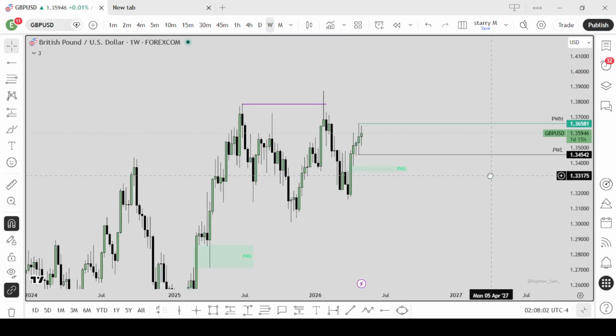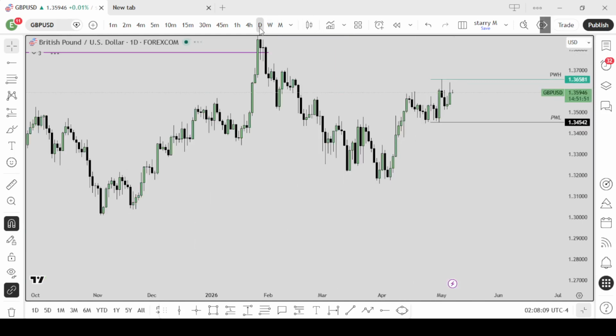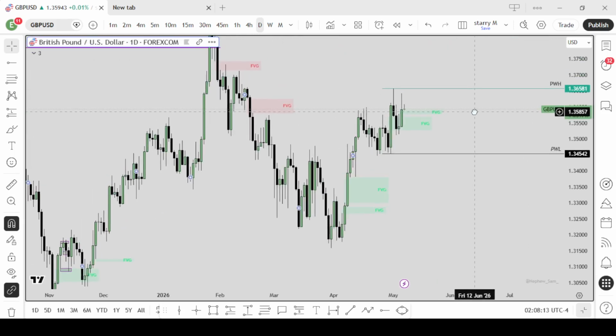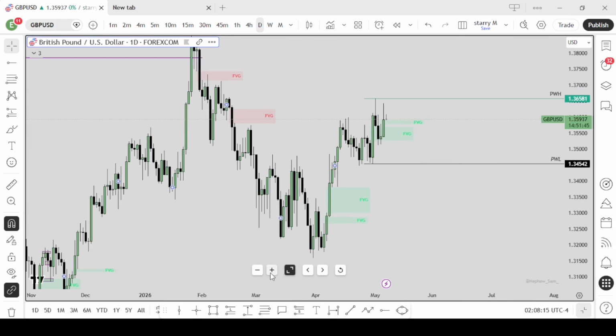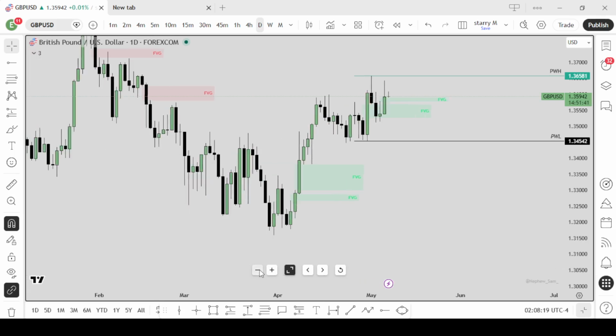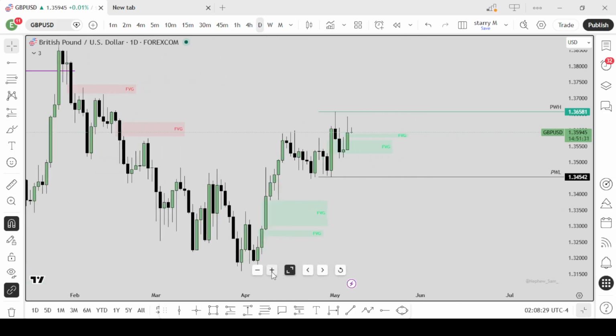So I've marked out my prior week high, prior week low, and we are still very bullish. On the daily, we just mitigated a fair value gap, and we are currently forming another fair value gap. There's no need to analyze all this. You just analyze what you can see. What is your current structure?